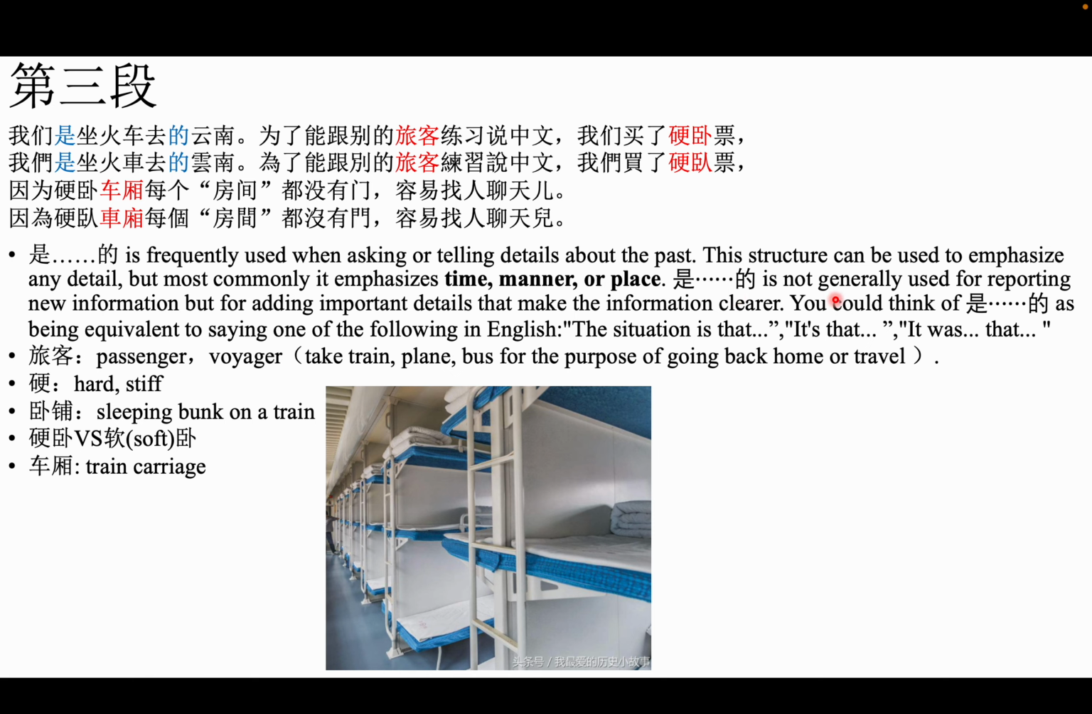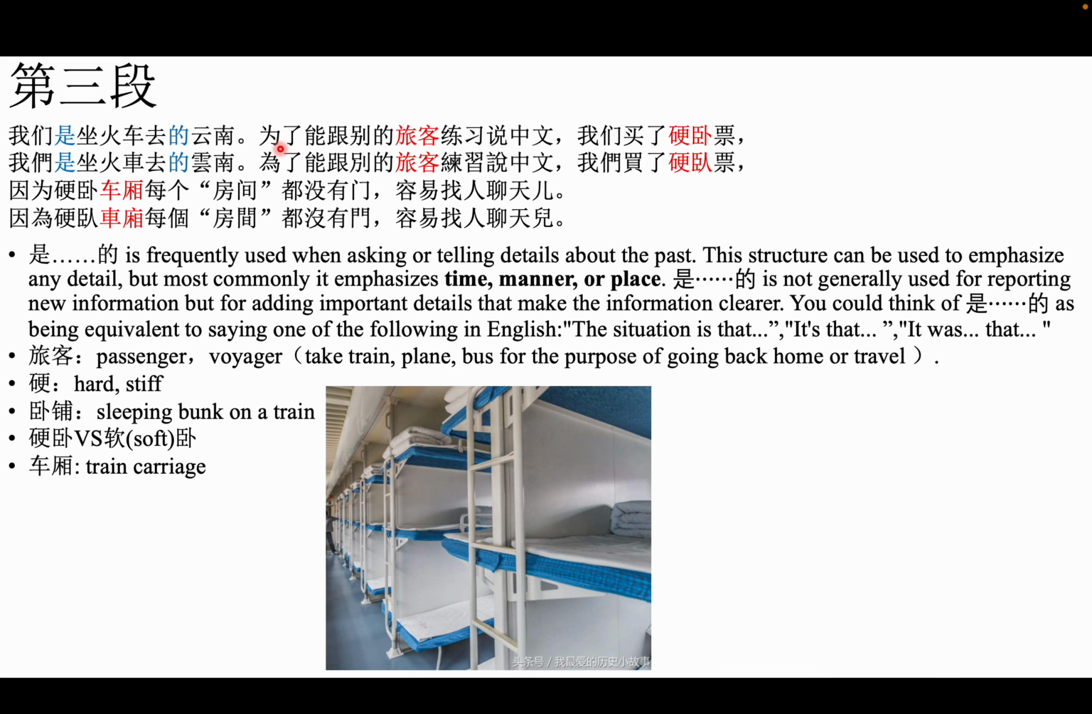是的 is not generally used for reporting new information. So not new information, but for adding important details. For example, time, manner, place, that make the information clearer. You could think of 是的 as being equivalent to saying one of the following in English. For example, the situation is that, or it is that, or it was that.